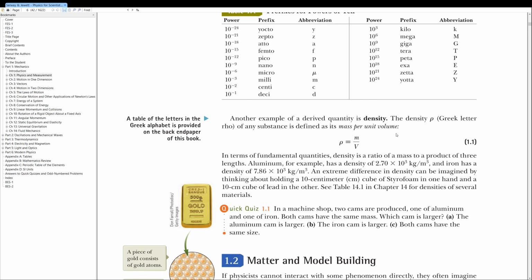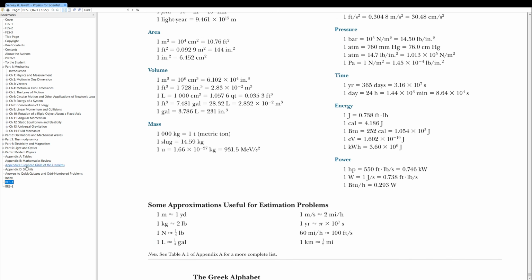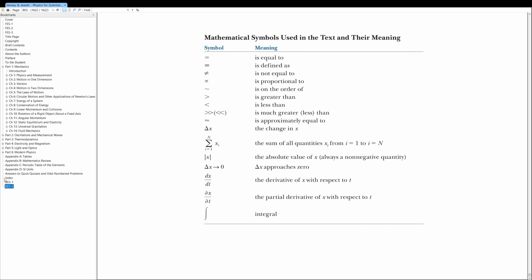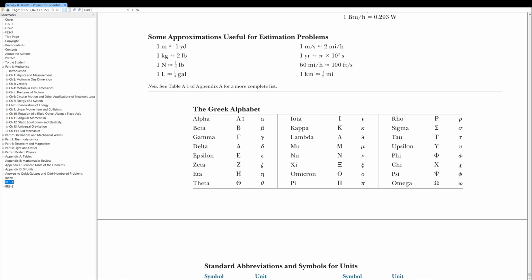Density, let's talk about density really quick. The density rho looks like a P, but you're going to want to learn Greek letters. So go find somebody who teaches Greek and learn how to write the letters of the alphabet, right? There's a Greek alphabet provided on the back end paper of this book. Let's go see if we can find it. There it is. Okay, this is the Greek alphabet.